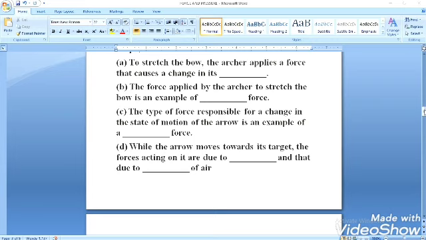While the arrow moves towards its target, the forces acting on it are due to gravity and that due to friction of air. Which are the forces acting? First of all, gravity by earth, and that due to friction of air. We know that in the case of all moving objects there should be one force. Which is it? Yes, force of friction. So friction of air.